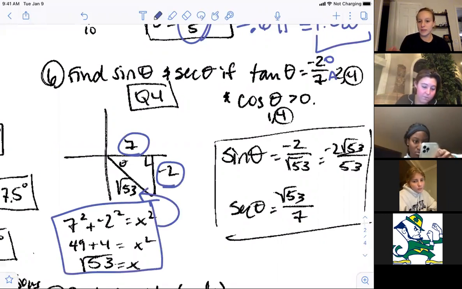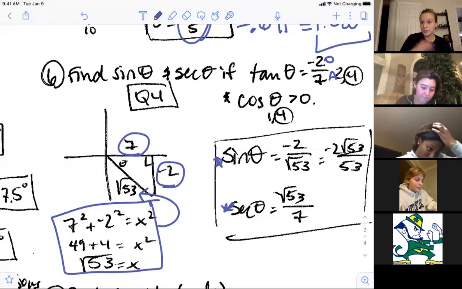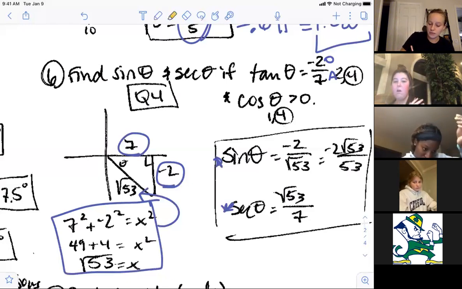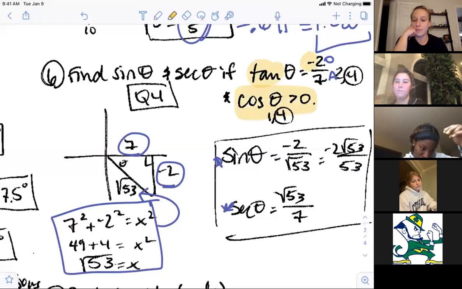And then once you have all 3 sides, you can name any of the 6 trig functions. The problem that we have is figuring out which quadrant it is. You could draw this triangle just in space, however you want, but the quadrant is what tells us whether things are positive or negative. And I tell you that by giving you 2 pieces of information. I tell you that tangent is negative, and then I told you that cosine is greater than 0.